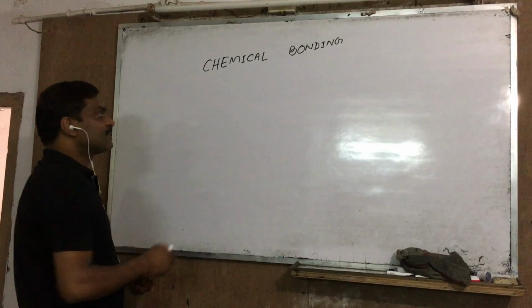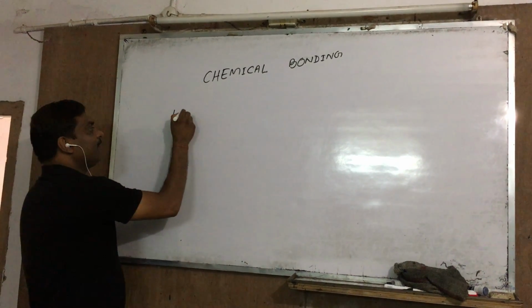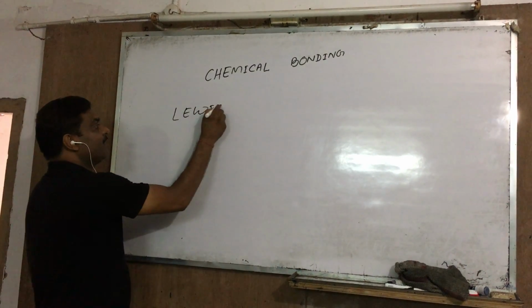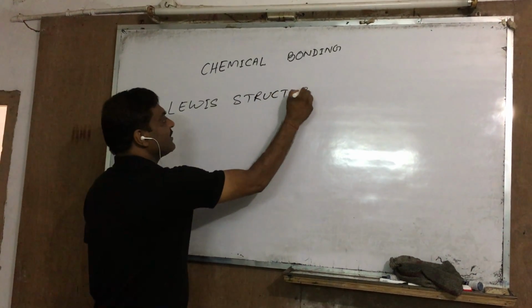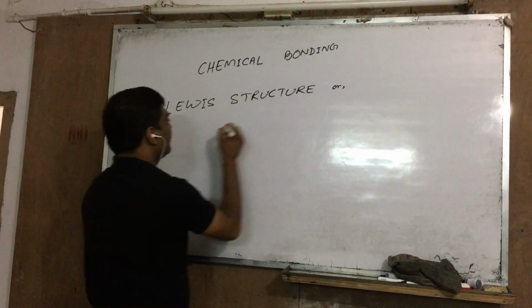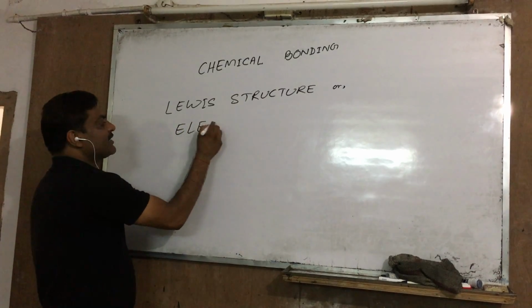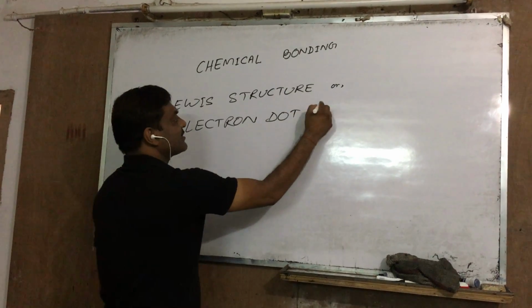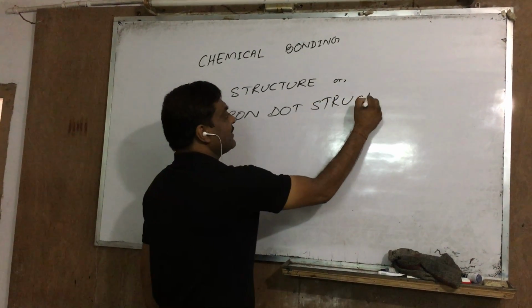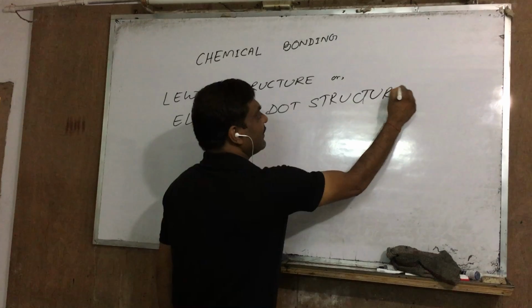The first is the Lewis structure, or electron dot structure, of an atom.